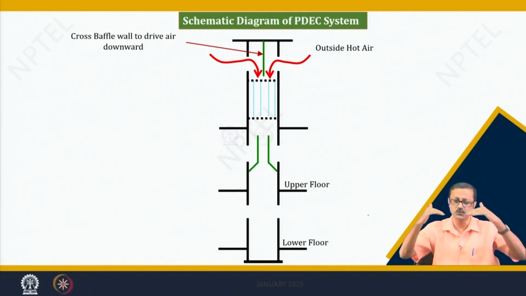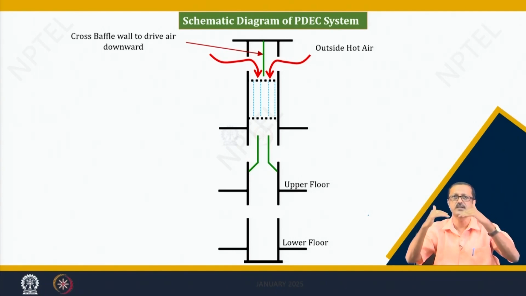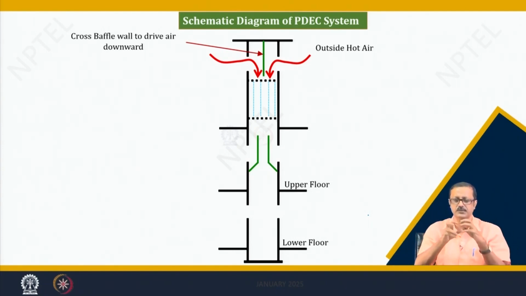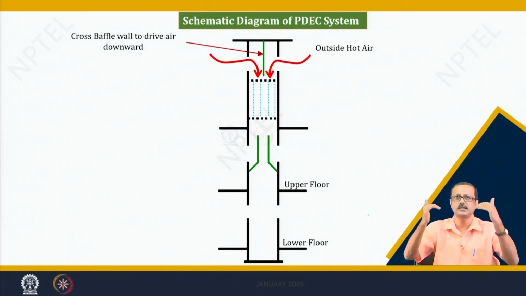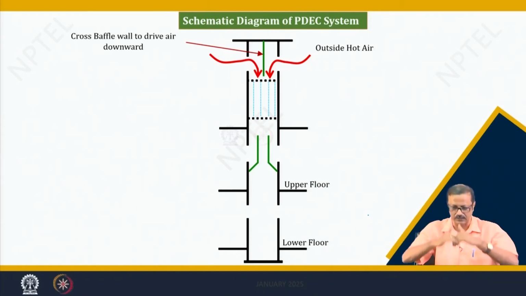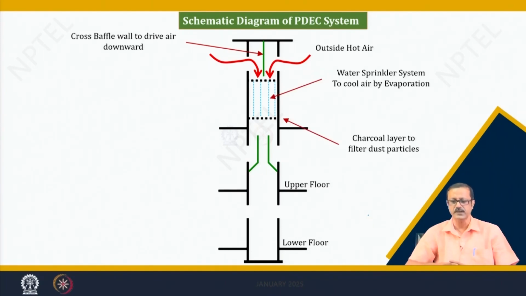So, this baffle wall has to be designed in such a way, and there will be some kind of downdraft mechanism, a fan, not a pump, that will actually take that hot air into the shaft. The next level, this is the entry level. The next level, you see there is some kind of wall, and some kind of system has to be adopted, where a water sprinkler system has to be there.